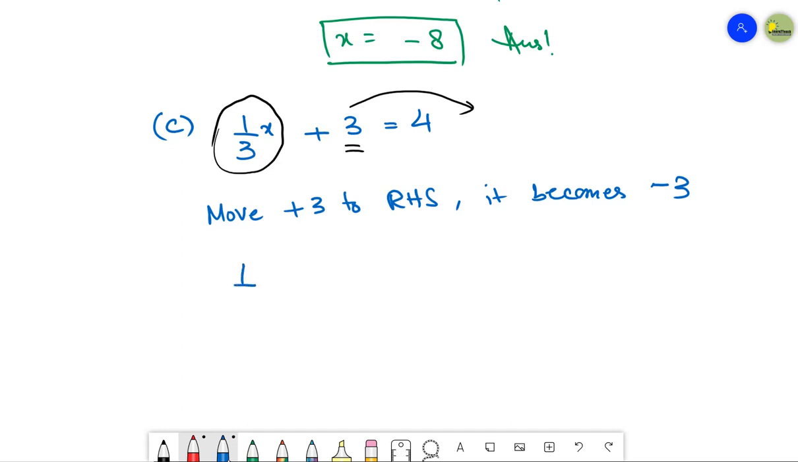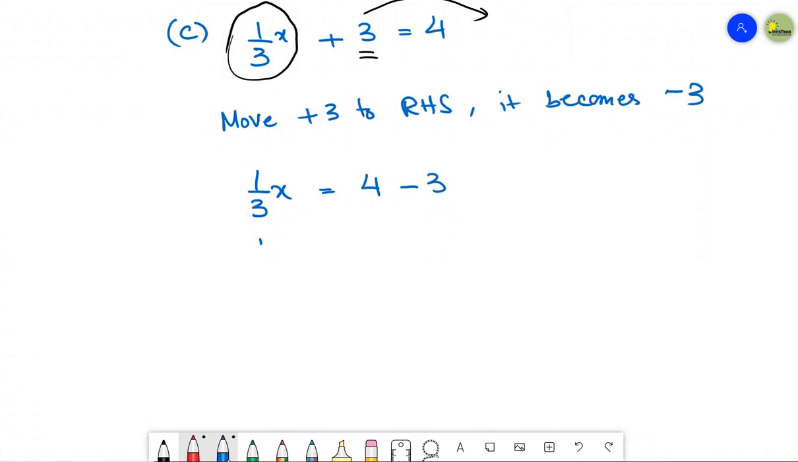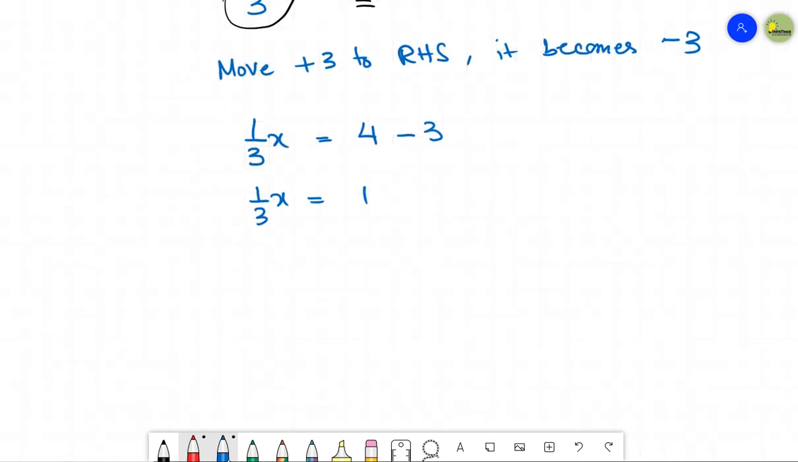So 1 upon 3x remains over here. In the first step, plus 3 is shifted there and becomes minus 3. Now just solve the numbers on the right hand side. It will be 4 minus 3, that is 1. Now, 1 upon 3x means that 1 is multiplying, so when it is shifted to the other side, you will write it in the denominator. And 3 will be written in the numerator in order to multiply it. Why? Because 3 is dividing with x right now. So when you shift it, you will write 3 in the numerator.